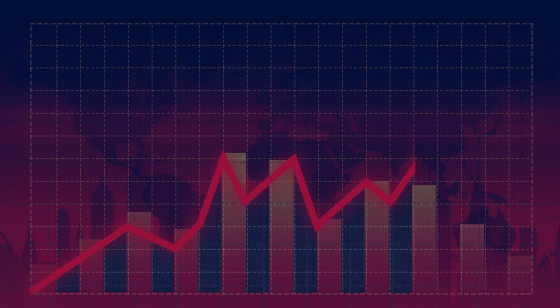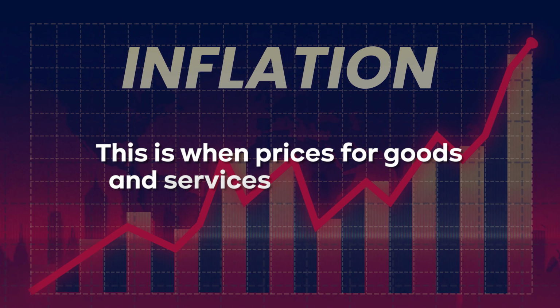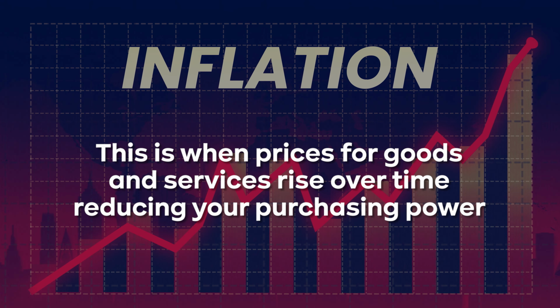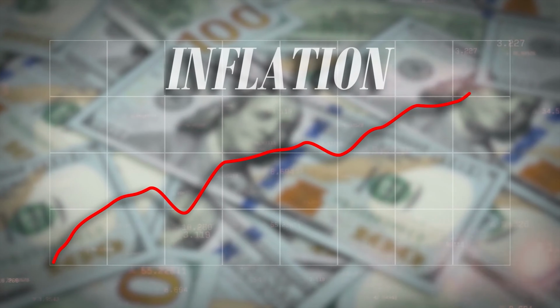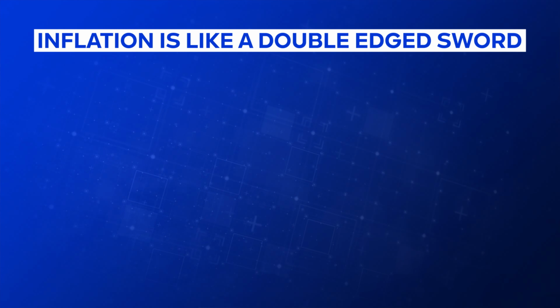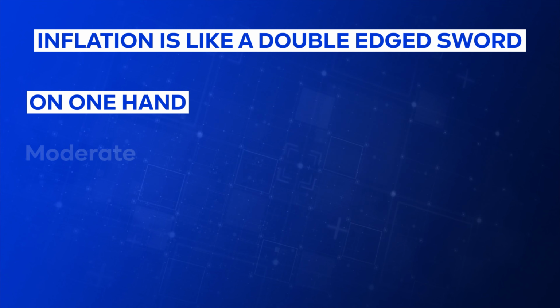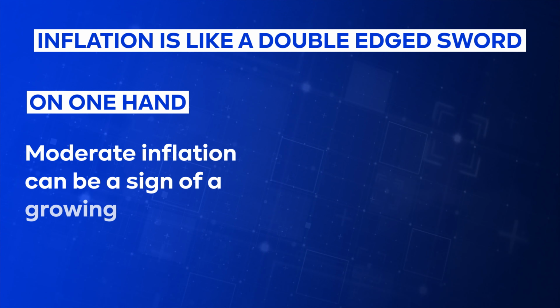Next, let's talk about inflation. This is when prices for goods and services rise over time, reducing your purchasing power. In other words, your money buys less than it used to. A little inflation is normal, but when it gets too high, it can cause problems. For traders, inflation is like a double-edged sword. On one hand, moderate inflation can be a sign of a growing economy.